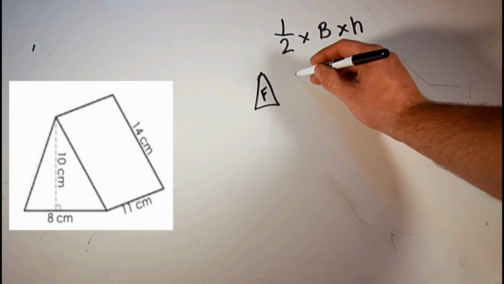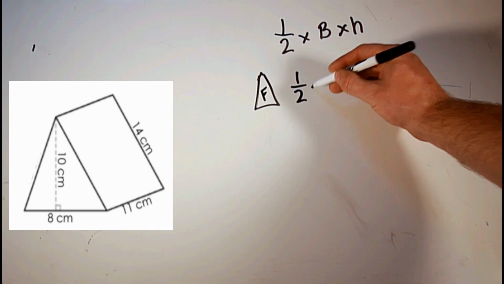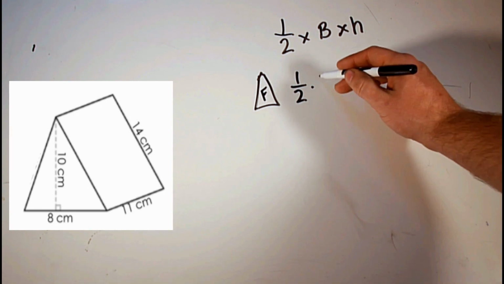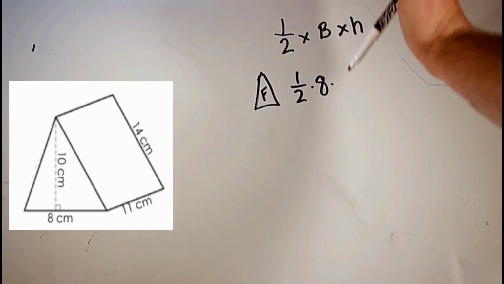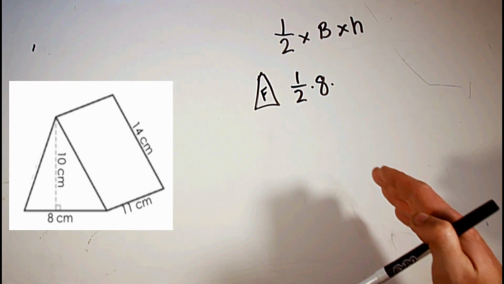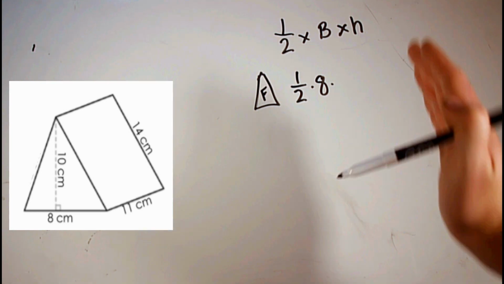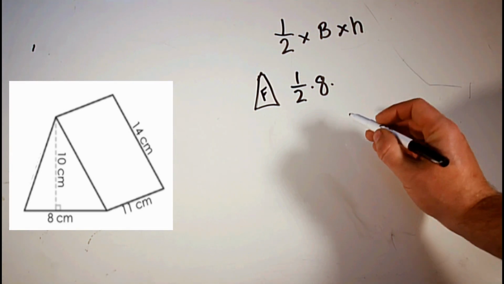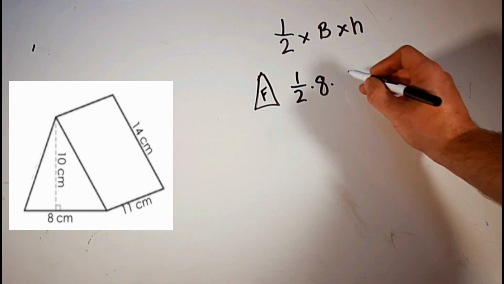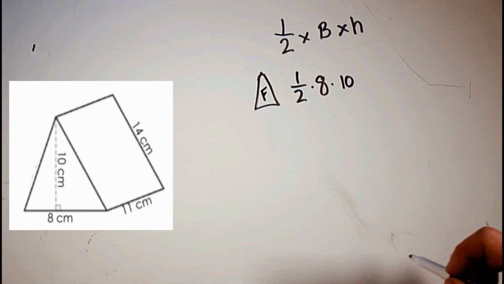To find the area of that, we have 1/2 times the base. The base is the bottom, and that's 8. And then the height is a perpendicular line. It goes straight up like a rocket. Usually you'll find a dotted line, kind of like when a rocket goes up, it leaves puffs of smoke. So look for that dotted line because that will show you a perpendicular line. And that's 10.